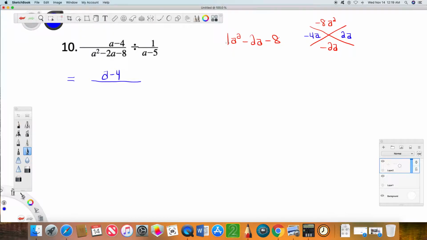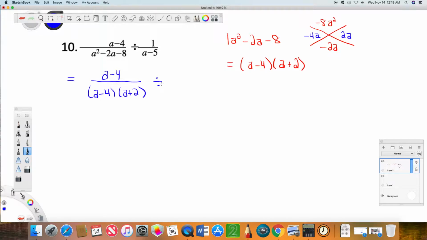Now with a leading coefficient of 1, with a 1 in front of that a squared, you can take a shortcut. You don't have to make a table below this x. You can just come in and use the negative 4, a minus 4. Use the positive 2. Now be careful, my a's and my 2's look very similar. So this trinomial factors to this. So let's come back to our problem. Instead of writing our denominator as a trinomial, we can write it as a minus 4 times a plus 2.